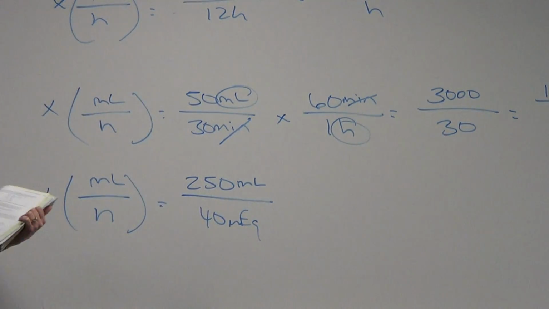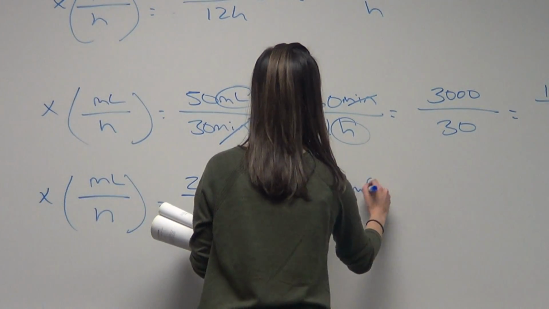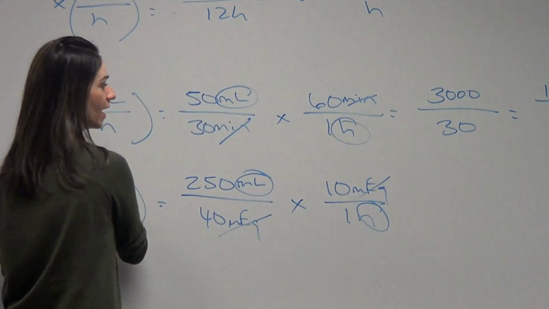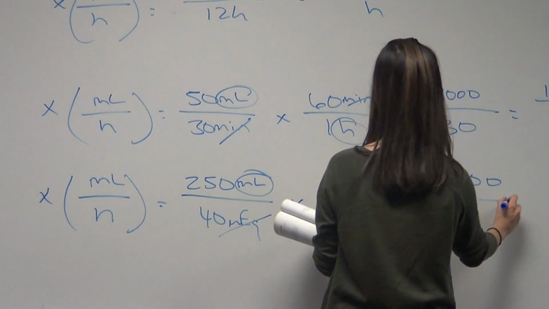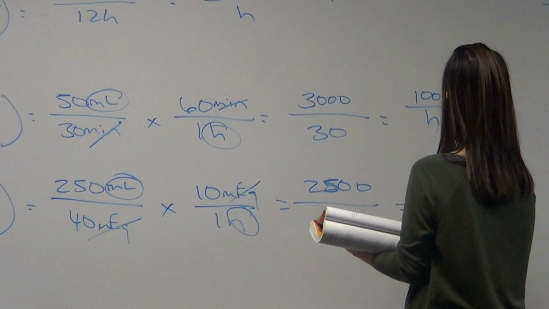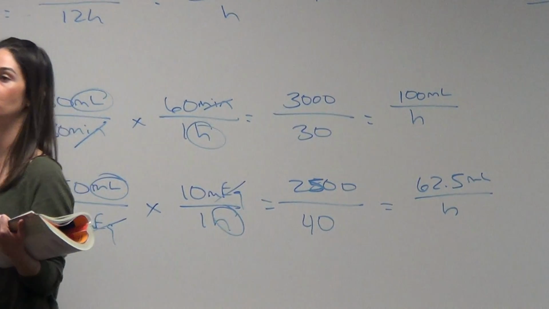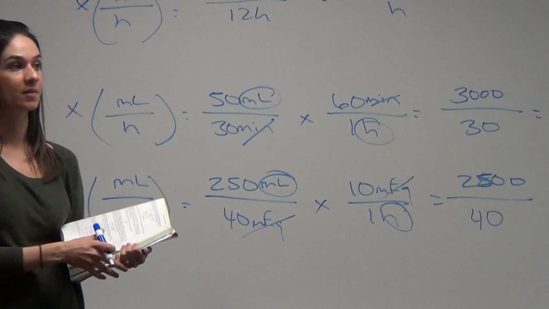Do we need mL to milliequivalents? Look at our problem and let's see what it says about milliequivalents. We have 10 milliequivalents per what? Hour. 1 hour. Does milliequivalents cross out? Are we left with our x? That should be a 5. Divided by 40 is what? 62.5 mLs per hour. And I give you no rounding rules. What do you leave it as? 62.5 mLs per hour. Okay?